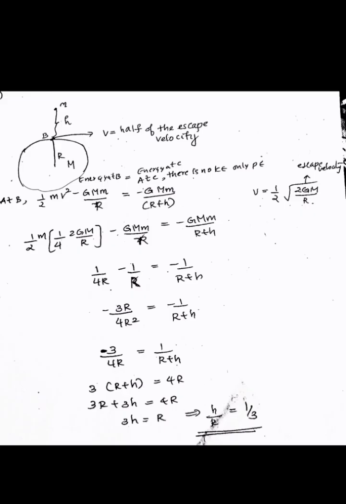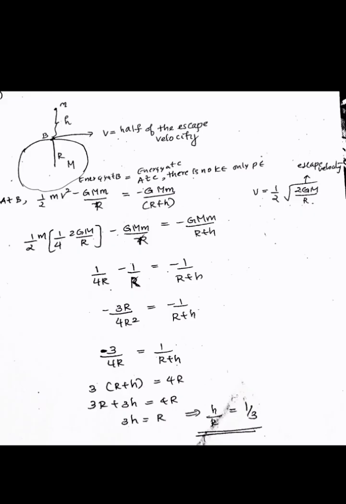So, by the conservation of energy, the energy at B is equal to the energy at C, and we know that at C there is no kinetic energy, only potential energy present. So we can write it as ½mv² − GMm/r. This is the energy at B. Then the energy at B is equal to the energy at C, that is, this term is equal to −GMm/(r + h).